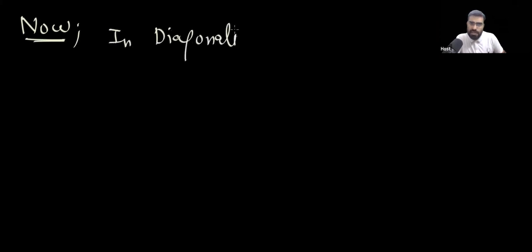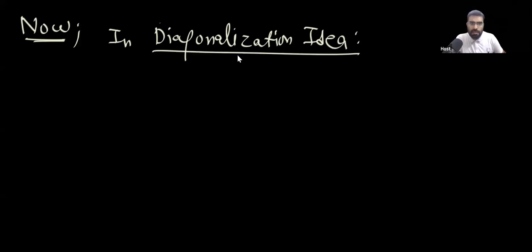Now in Cantor's diagonalization proof, what do we do? What is the next step? Tell me. Create an element which does not have any preimage.